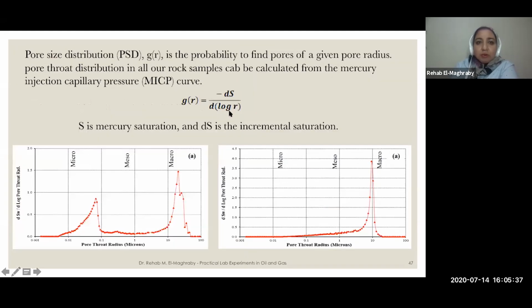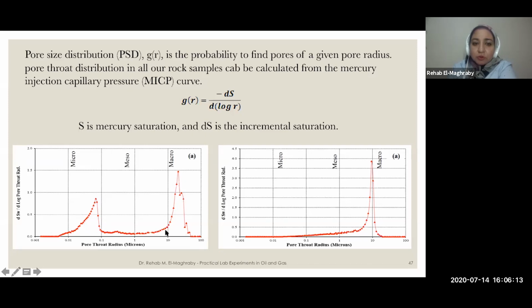There is another type of pore size distribution, where you use this relation, which is the incremental increase in saturation. So this is the saturation, this is the incremental increase in saturation, and this is the log radius, and your radius is calculated from the capillary pressure. This can be drawn on the y-axis versus the pore throat radius, and you will find that for the sandstone, and this for the ketone carbonate, for the ketone there are two distributions here.